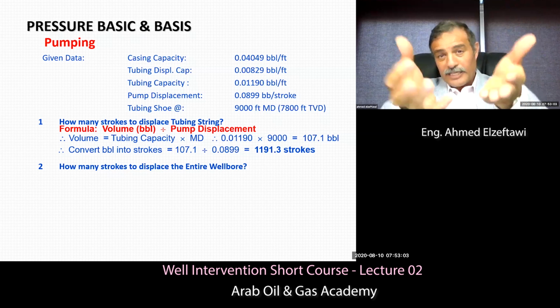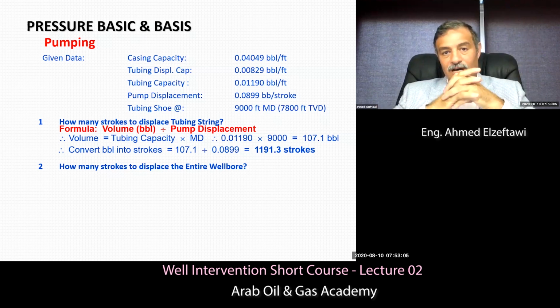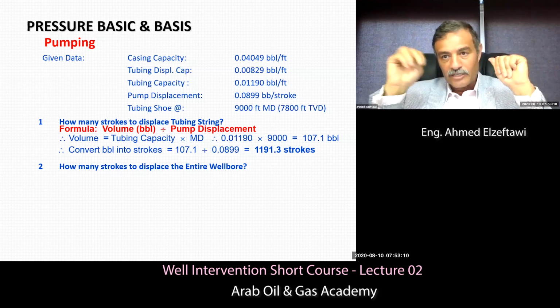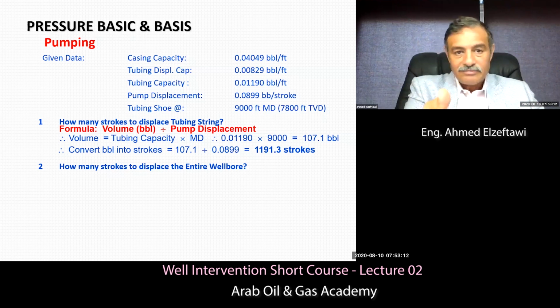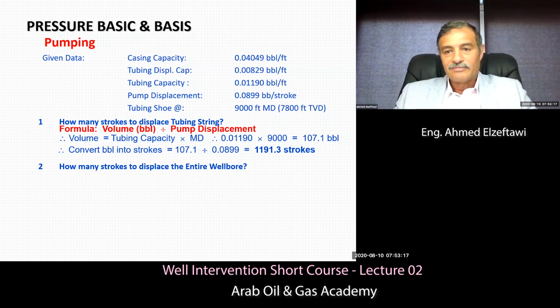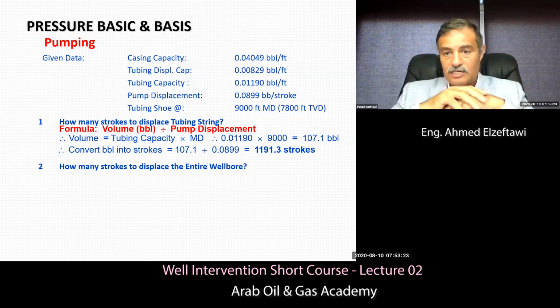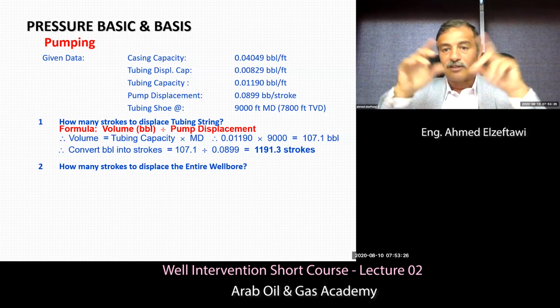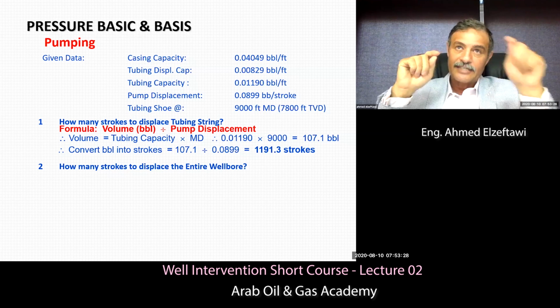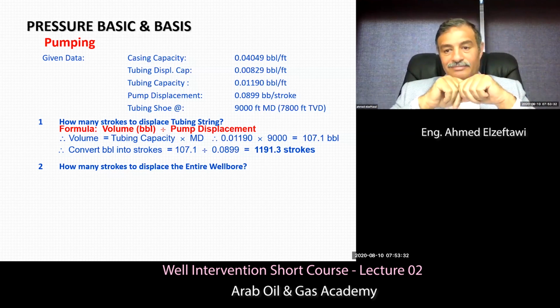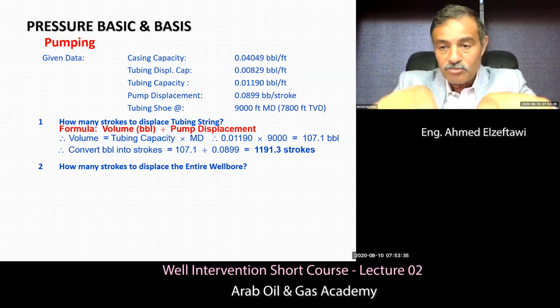So here, with the data we have, which one of the three ways to calculate are we going to use? Actually, they never mention closed end here, so we will not use the third one. The second one talks about tubing volume plus annular volume. We don't have annular volume here. But the first one says it is the casing volume minus tubing displacement volume, which you have the data for. Casing volume minus tubing displacement volume.